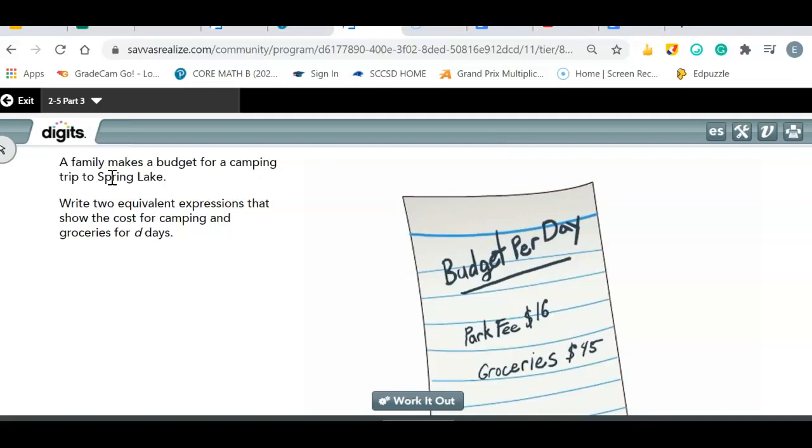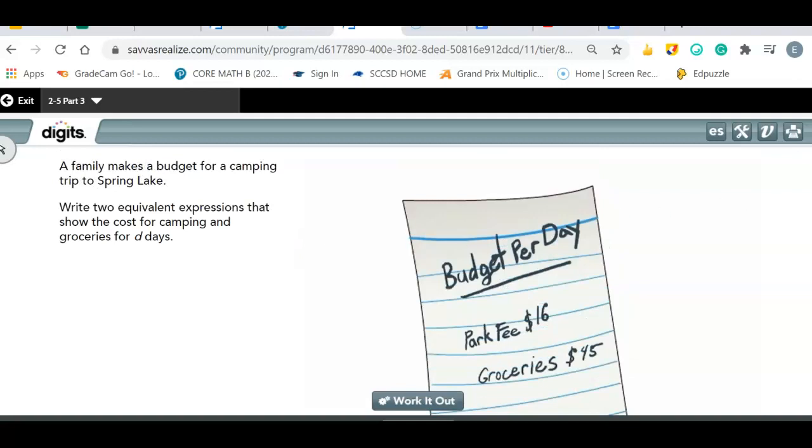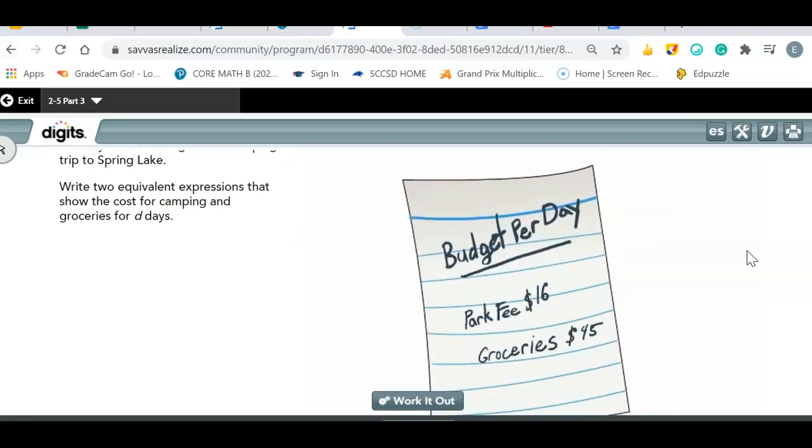All right, it says a family makes a budget for a camping trip to Spring Lake. Write 2 equivalent expressions that show the cost for camping and groceries for D days. The budget per day: park fee is $16 per day. Groceries are $45 per day. See if you can come up with 2 expressions.